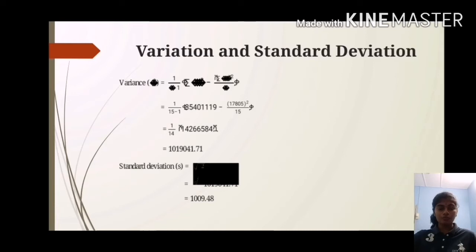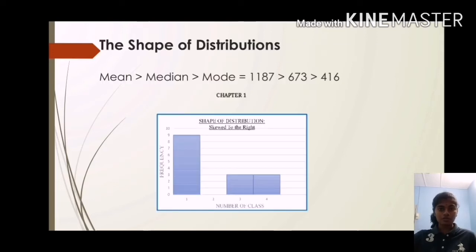Next is variance and standard deviation. The value of variance is 1019041.71 and the value for standard deviation is 1009.48.